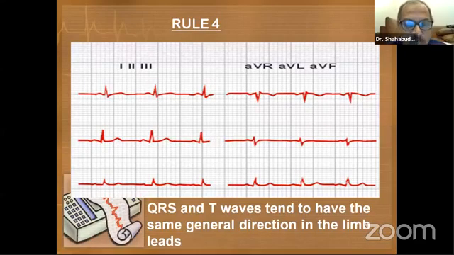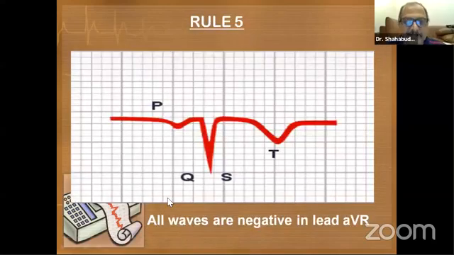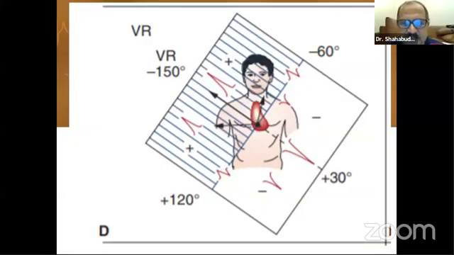And rule 4: the QRS and T wave tend to have the same general direction in the limb leads. The QRS and the T wave remain the same in the limb leads, that is 1, 2, 3. And aVR will definitely collect all the impulses inverted. P, QRS, and T wave are all inverted. It is simply due to its hemifield equivalent.